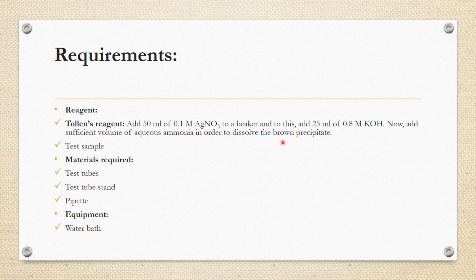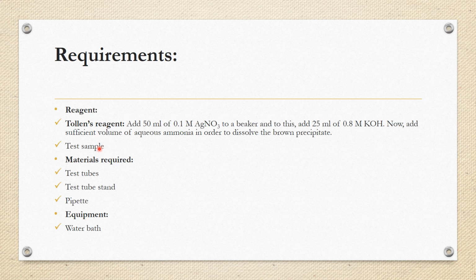The brown precipitate comes from the oxidizing of the silver to form silver oxide. It forms a brown precipitate at the bottom of the test tube. Now the reagent is ready.